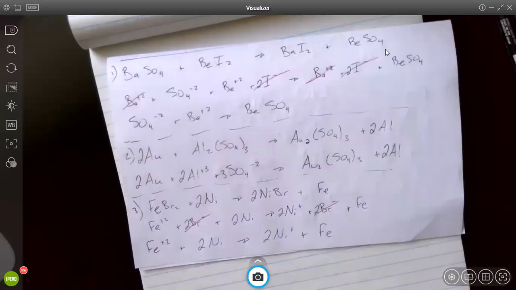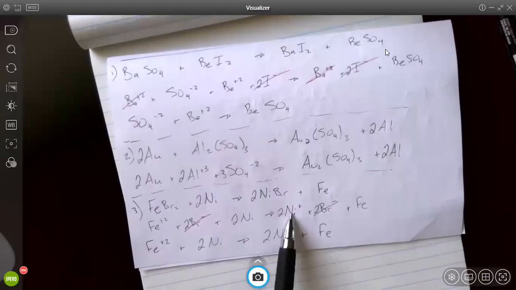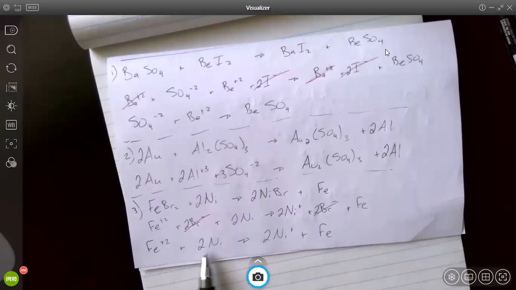Then we cancel out our ions that are the same on both sides, which are our 2 bromine ions. Nickel is not going to get canceled out because it's an ion on one side and not the other. Same with iron, it is an ion on one side and not the other, so it doesn't get canceled out. So our final net ionic equation looks like this.